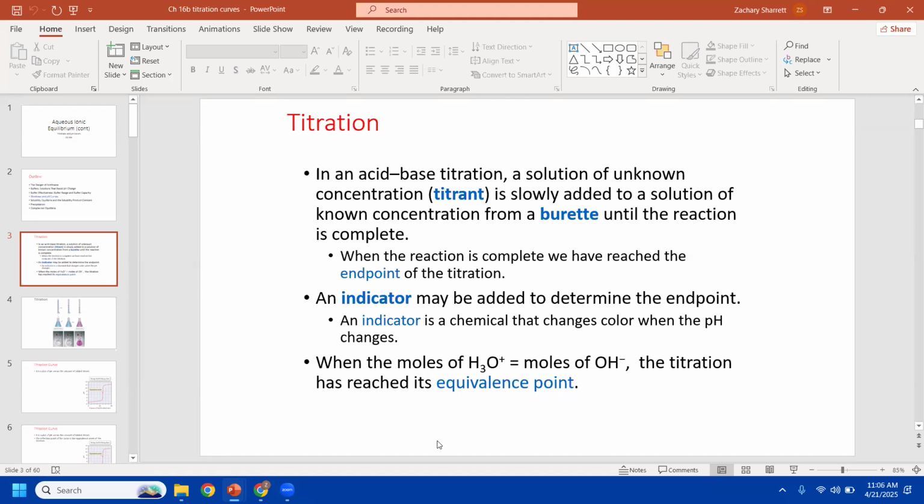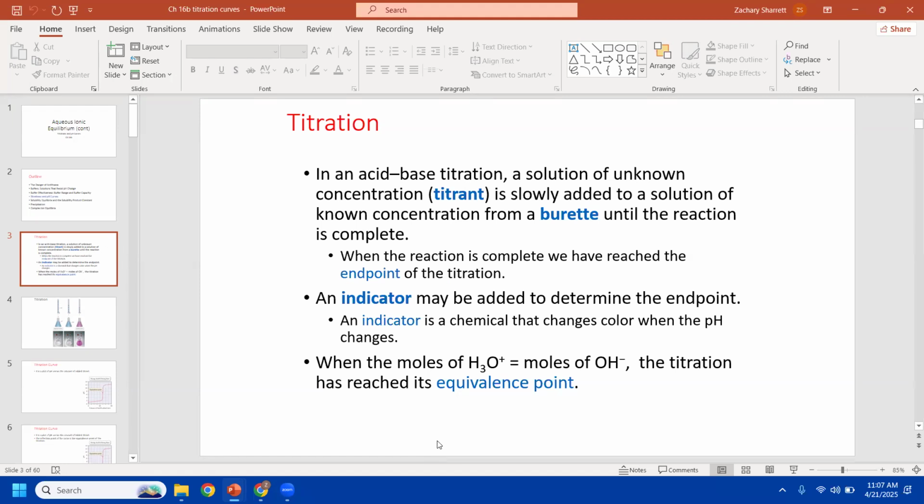But the problem with the titration is as we add in more of the titrant, right? So we start off with 25 mL of the base or the acid in the Erlenmeyer flask, right? And then we start adding in titrant. As we add it in, that increases the volume on the bottom.